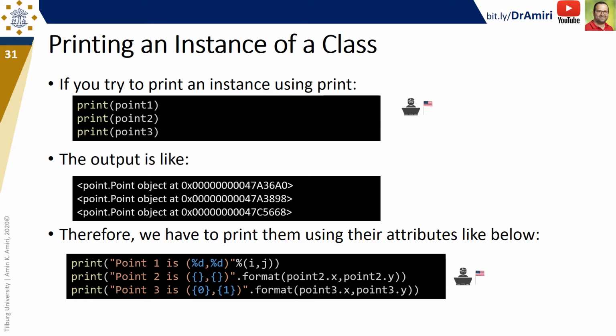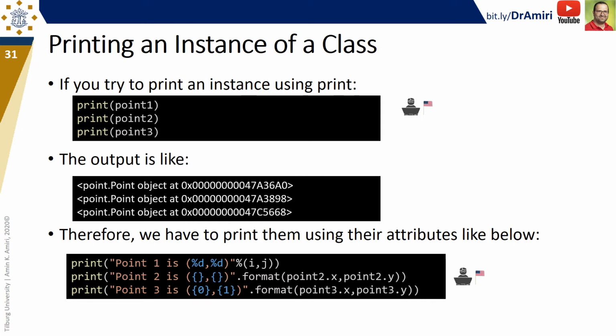It starts with the name of the file where the class is written, then a dot, then the name of the class, which is Point with capital P here, and then object at and a reference to the address in RAM where this object is stored.